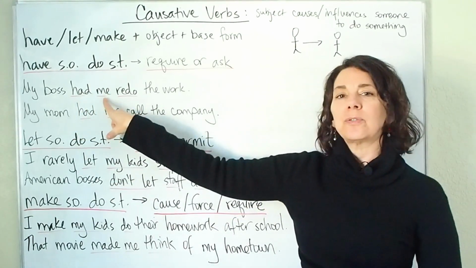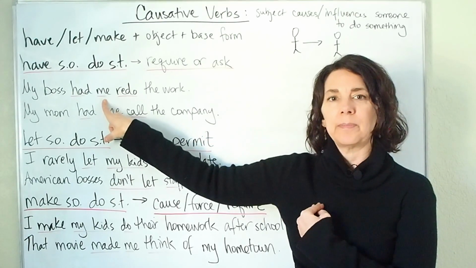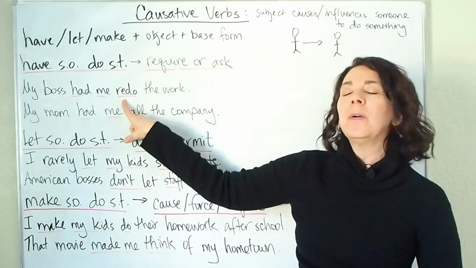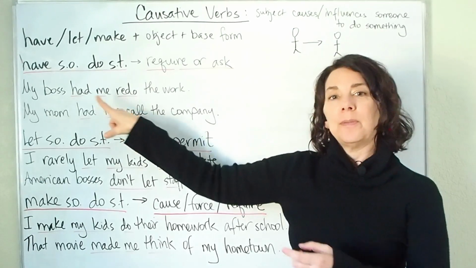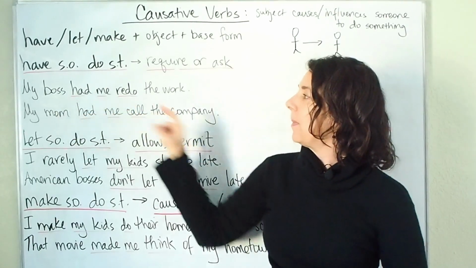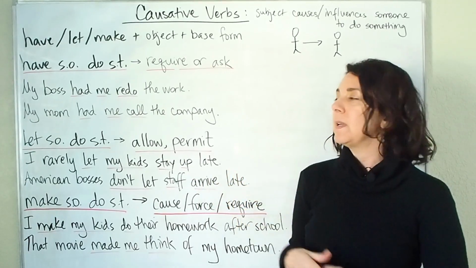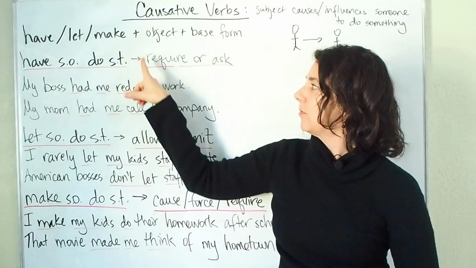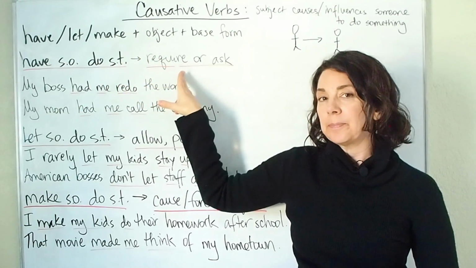Then it shows the object, the person that was influenced to do something. And then finally, we have the base form of the verb, which here is redo. And that is the thing that my boss influenced me to do. So again, my boss had me redo the work. My boss influenced me or pushed me to do it. Notice that the verb have in the causative form means to require or to ask someone.